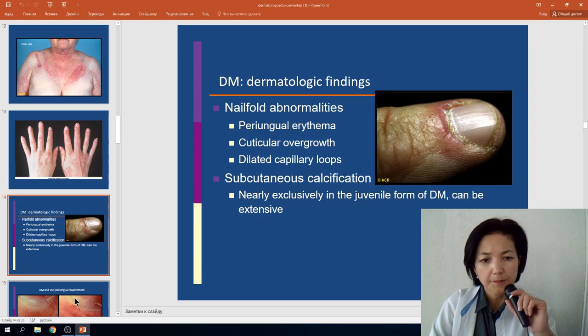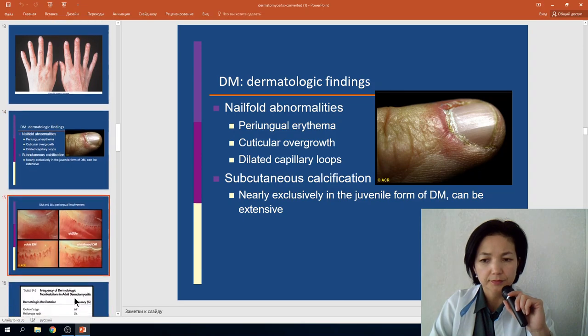Dermatological findings can also be represented by nail fold abnormalities such as periungual erythema, cuticular overgrowth, dilated capillary loops, and may involve not only skin, but can involve the subcutaneous tissue, as in calcification.